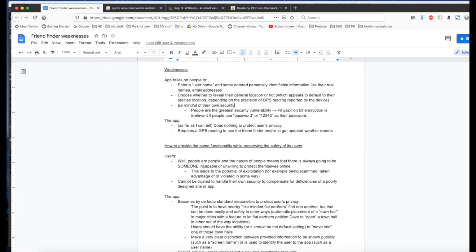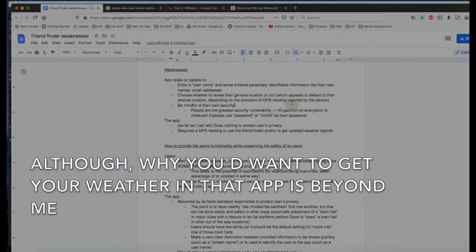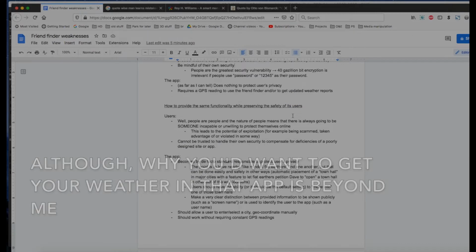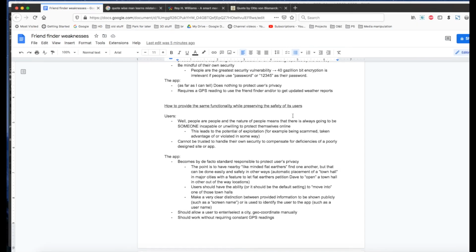And the other thing that I find equally disturbing is that it pretty much implies that you need to have the GPS security setting enabled to let the app know where you are in order to use the Friend Finder feature, or even just simply to get the updated weather reports. So I was kind of thinking, how could we go about modifying the application to provide the same or similar functionality while preserving the safety of its users?